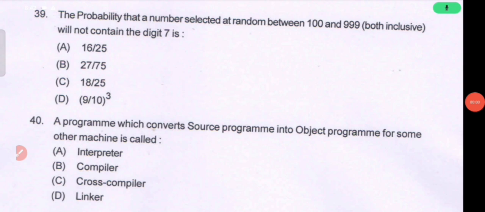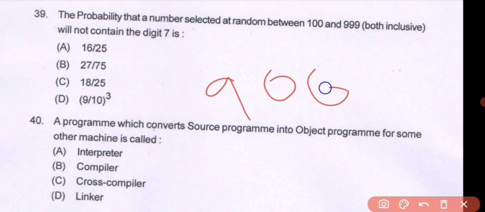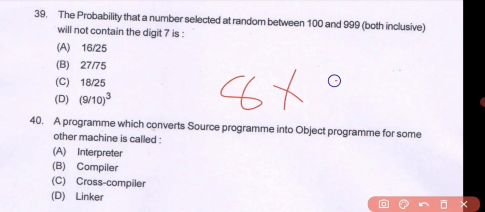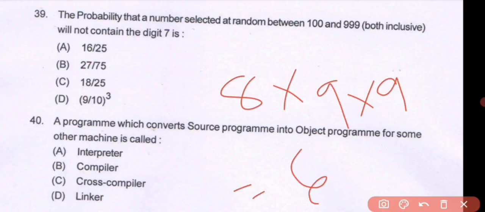Question number 39. The probability that a number selected at random between 100 and 999, both inclusive, will not contain the digit 7. There are 900 numbers between 100 and 999. Find the numbers without digit 7. So, in 100 place 1 to 9 excluding 7, in 10 place 0 to 9 excluding 7, as same as in unit place 0 to 9 excluding 7. So the total number is 8 into 9 into 9 is equal to 648.